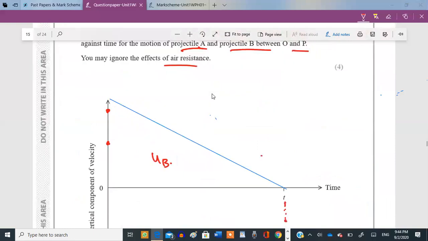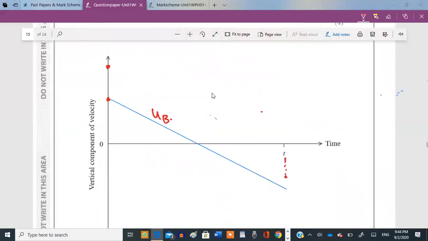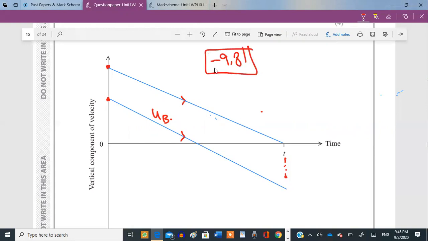So this graph will start out from a larger value, go down, and somewhere reach t right here. It will reach zero at somewhere around t. It will not go into the negative direction because it has not changed its direction. And the gradient of these two graphs is going to be the same. These two lines are going to be parallel lines, because the acceleration or the deceleration that both of them are experiencing is the same. It's 9.81. In a velocity-time graph, the gradient is the acceleration, 9.81. Clear?